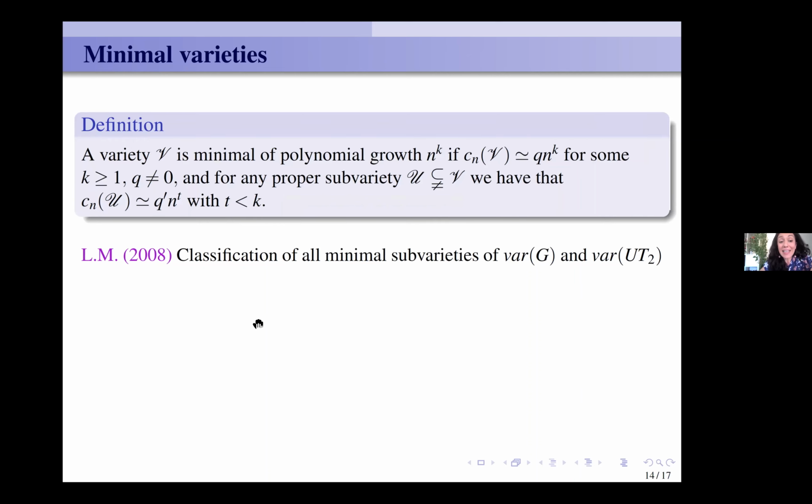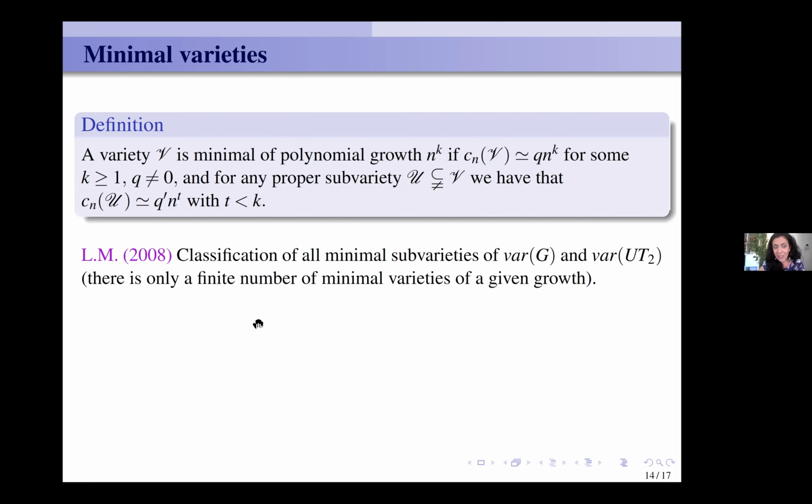And there is only a finite number of minimal varieties of a given growth. And the relevance of this classification of the minimal varieties is realized in the fact that the minimal varieties are the building blocks which allow me to classify all the subvarieties of the varieties generated by G and UT2. In fact, I proved that a subvariety is generated by a finite dimensional algebra, which is a direct sum of algebras which are either nilpotent or commutative or generating minimal varieties of some growth.